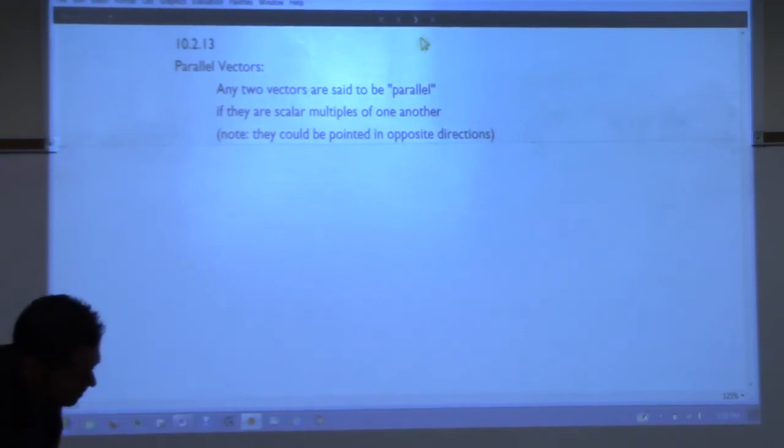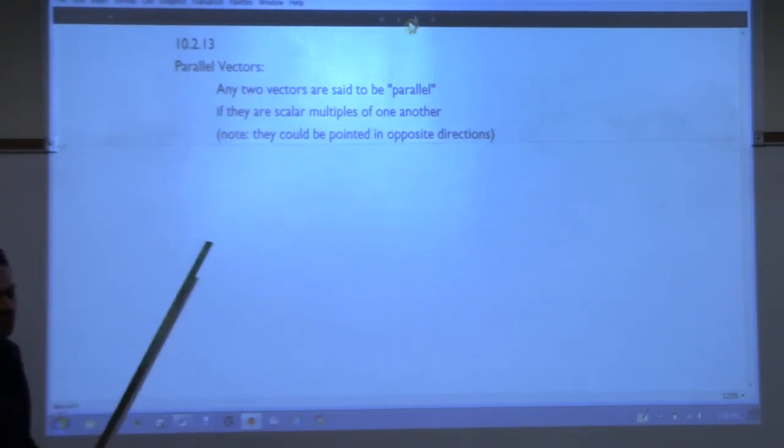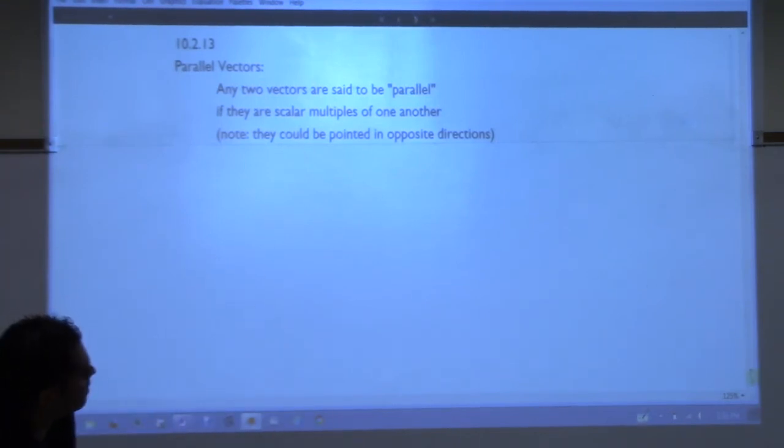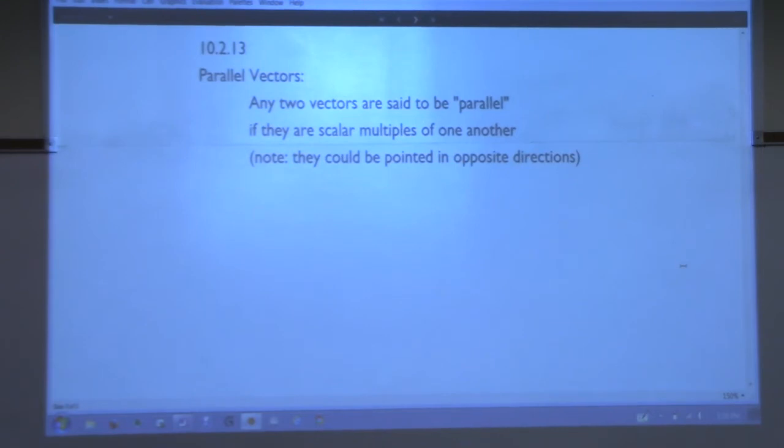All right. This is interesting, I think. You can be the judge. Any two vectors are said to be parallel if they are scalar multiples of one another.